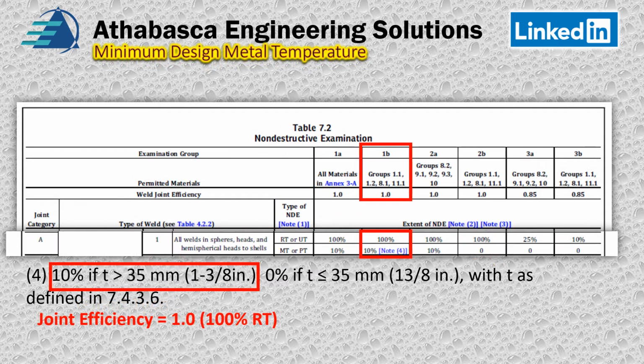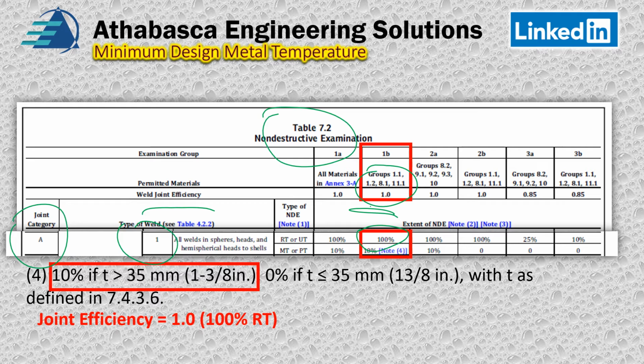Continuing with this, this is Table 7.2, and it's for non-destructive examination. We've determined earlier that our joint category was an A, and it's a type 1 weld. We've got category 1.1 material. So to get a 1.0 weld joint efficiency, we need to do 100% RT. If we do 100% RT, then we meet the criteria.